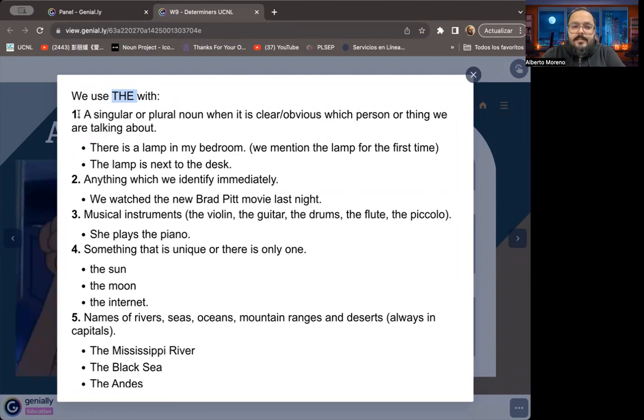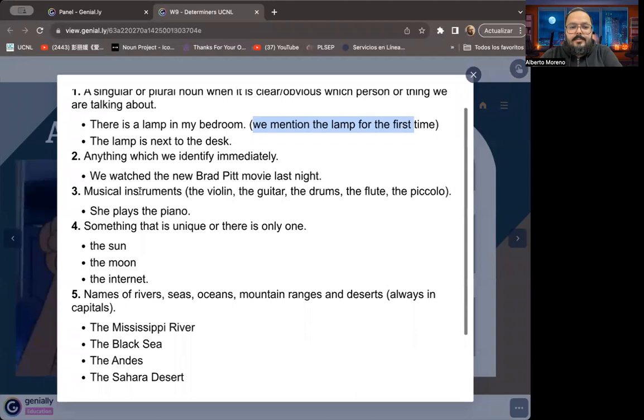Okay? So, the use for the definite article, the, is the following. The first one says, a singular or plural noun when it is clear or obvious which person or thing we are talking about. For example, there is a lamp in my bedroom. We mentioned the lamp for the first time, so we say there is a. We can then say the lamp because it's already mentioned. The lamp is next to my desk.